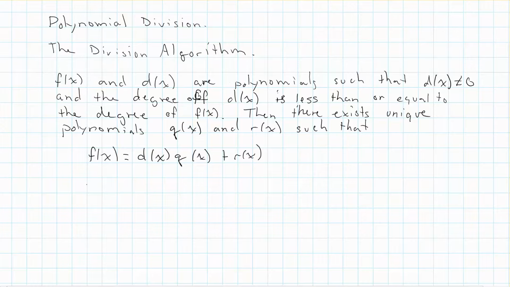And here, you can think of q of x as the quotient. Maybe I should try to spell quotient properly. Quotient, and r of x you can think of as the remainder. Now there's some other things we know about r of x. For instance, we know that its degree has to be less than the degree of d, but I'm not going to write that here.